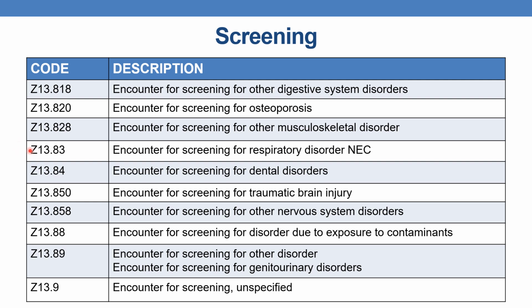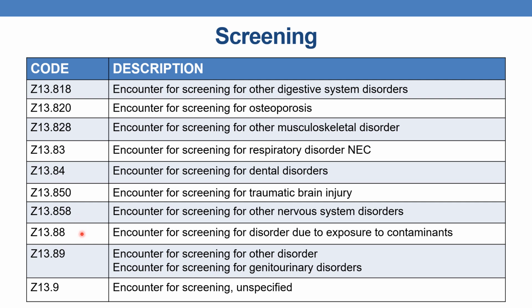Next is Z13.83. It deals with encounter for screening for respiratory disorder NEC, not elsewhere classifiable. The next is Z13.84. It deals with encounter for screening for dental disorders. Next is Z13.850. It deals with encounter for screening for traumatic brain injury. The next is Z13.858. It deals with encounter for screening for other nervous system disorders.